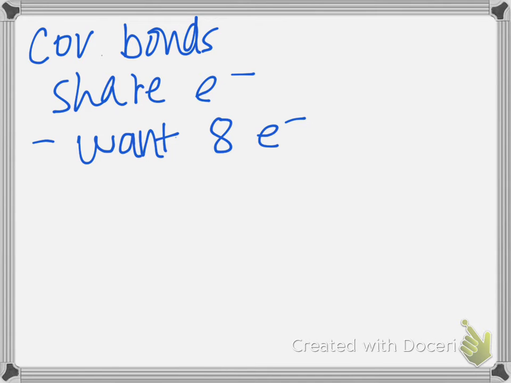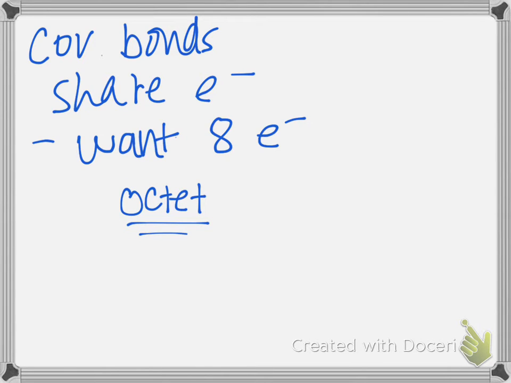What is that called? There's a name for it. They want a complete shell or... octet. Have you heard that word before? We might not have brought that up yet. They want a complete octet. Okay? Why do you think it's called octet? 8. Yeah. Oct is the prefix for 8.